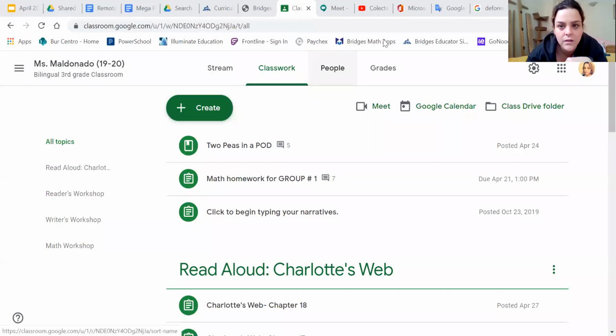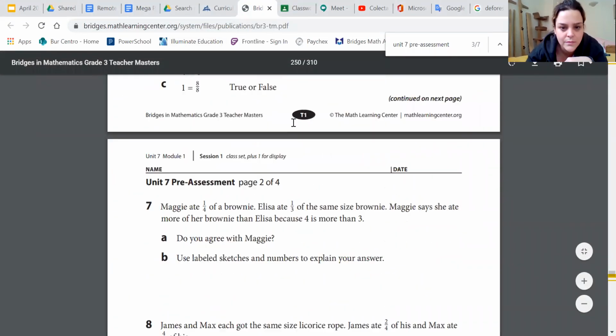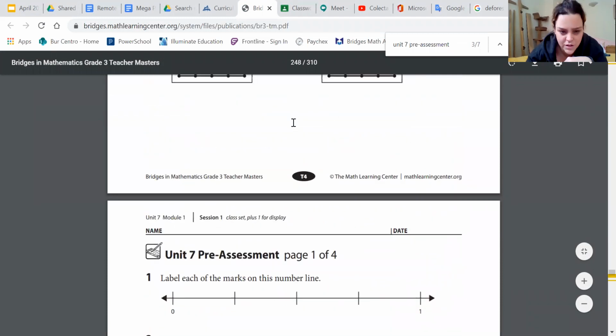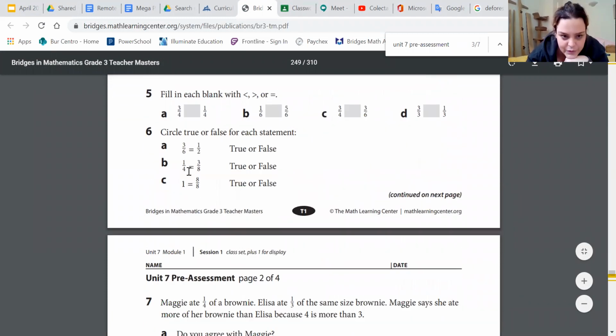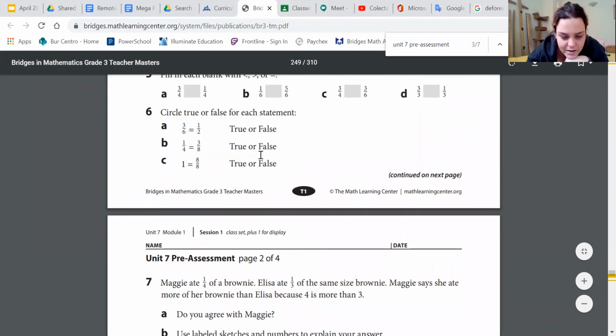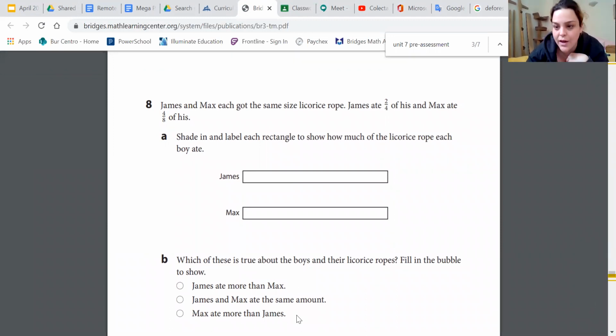Actually, let me work on that one first. Your pre-assessment should look something like this. It should say Unit 7 pre-assessment. We're focusing on question 6, and we're actually going to focus on question 8 today. So try to find that right now. You can pause me so that you can go do that, and we're going to get started.